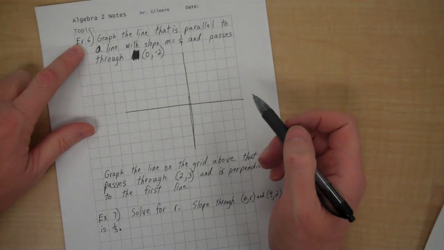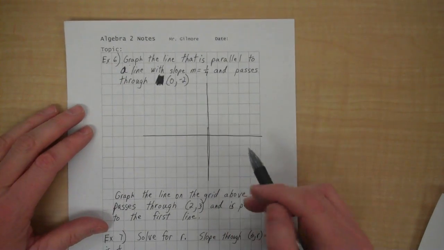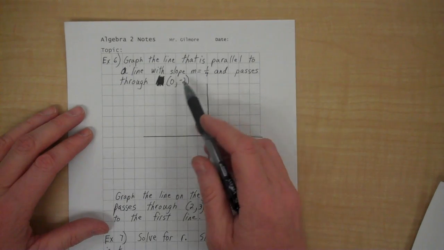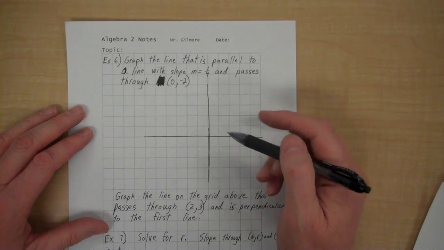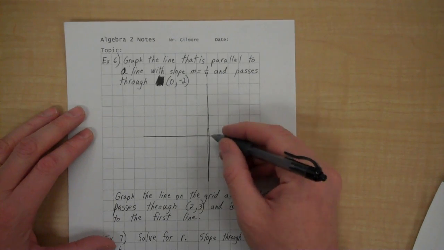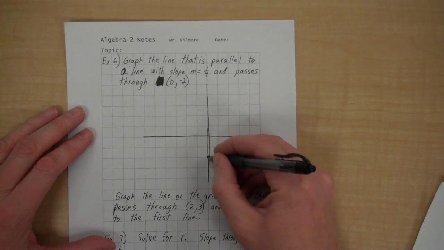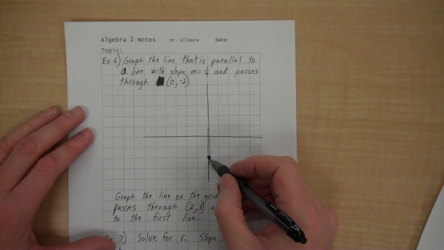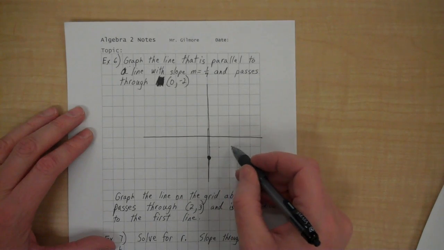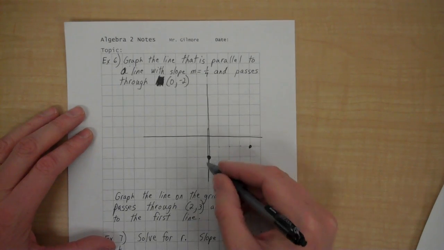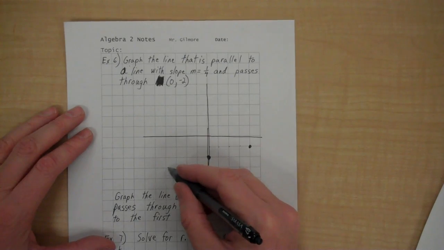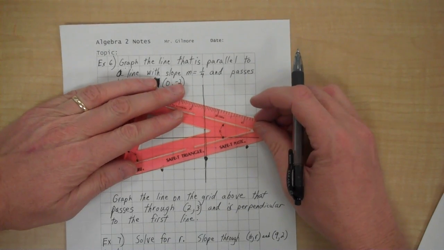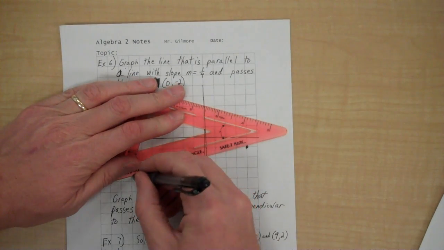Okay, example 6 here. Graph a line that is parallel to a line with slope of m equals 1/4 and passes through 0, -2. Okay, the line I want passes through 0, -2. It's parallel to a line that has a slope of 1/4, so it has a slope of 1/4. I'm going to go up 1 and over 1, 2, 3, 4. I'm going to go down 1 and left 1, 2, 3, 4 just to get another point on there. Makes it nice. 2 points is plenty. 3 points just kind of confirms that you're in the right direction.